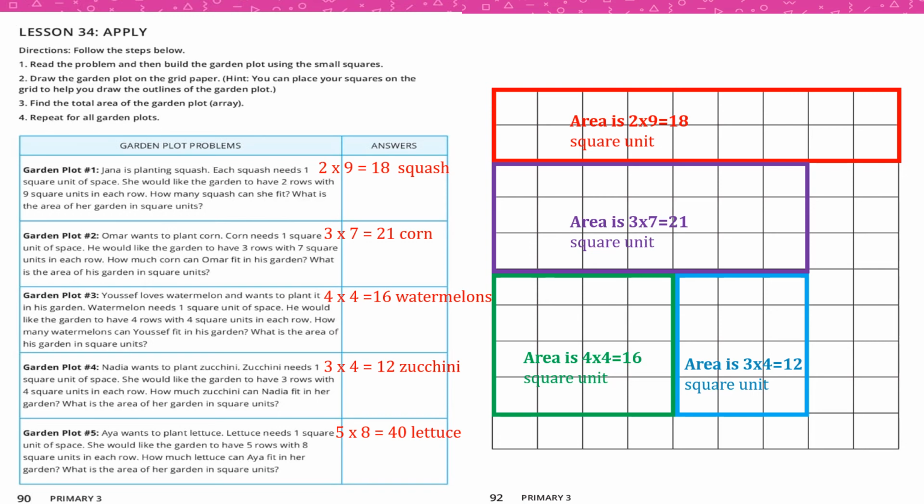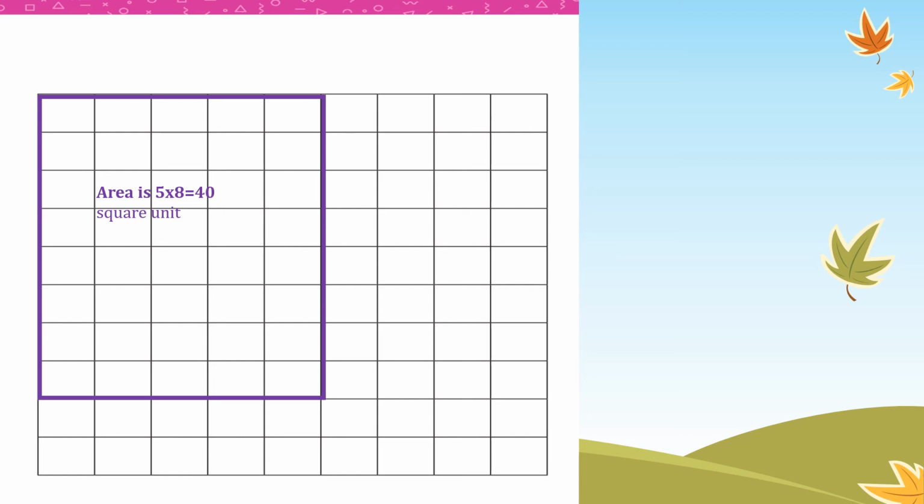5 rows with 8 square units. It means 5 times 8 equals 40. To draw it, we will draw it in the next page. Here we will draw the garden, which is 5 times 8 equals 40 square units.